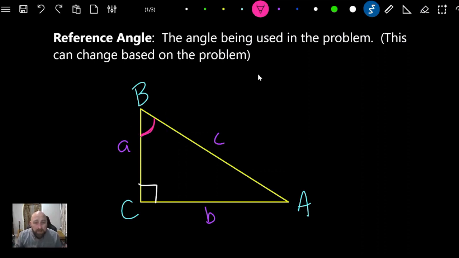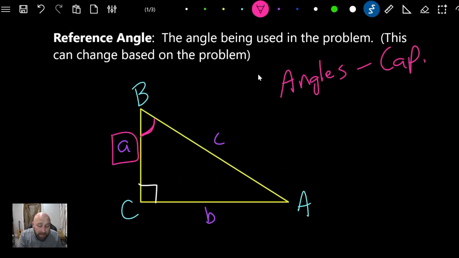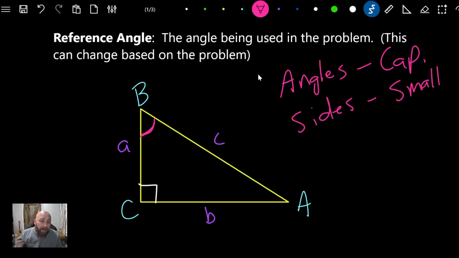Now I want you to see something about these angles. Let's look at the angles. So there's angle C, there's angle A, and there's angle B. Notice that those are capital letters, okay? So your angles are going to use capitals, okay? Notice here we have the sides A, B, and C, and those are all in lowercase. So the sides are all going to be small letters. So angles are in capital letters, sides are in small letters.